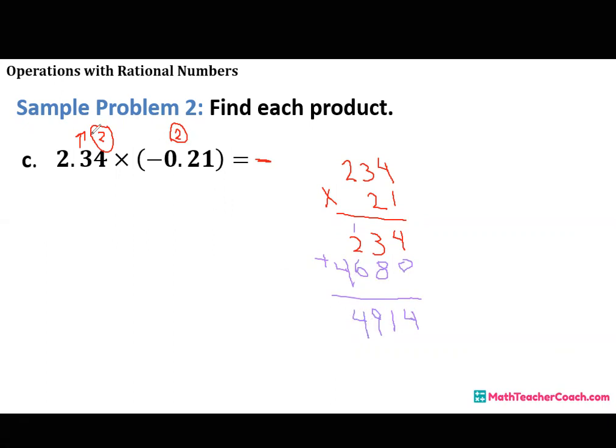Don't forget that we have something in our bank, which is that the decimal point should be after 4 digits. So I have 1, 2, 3, 4. Then the answer will be 0.4914.